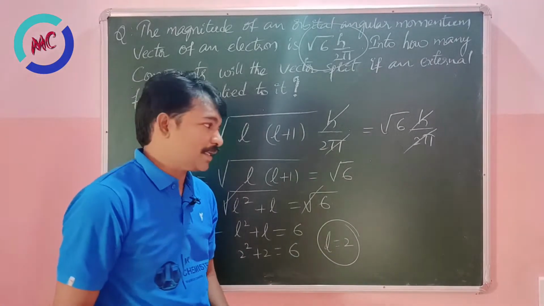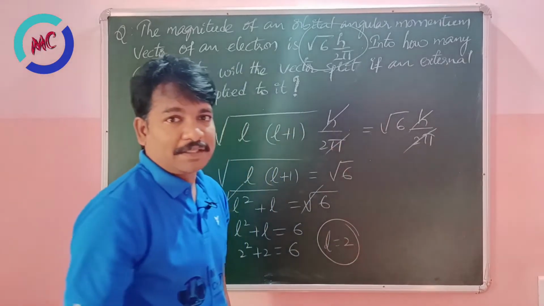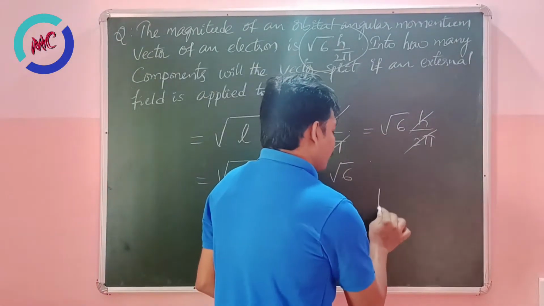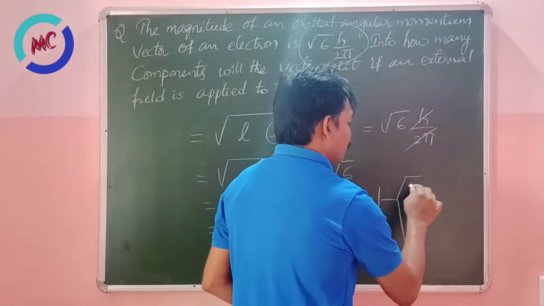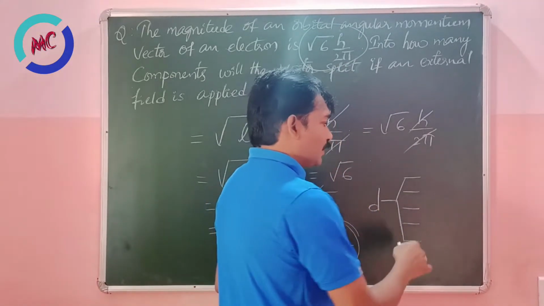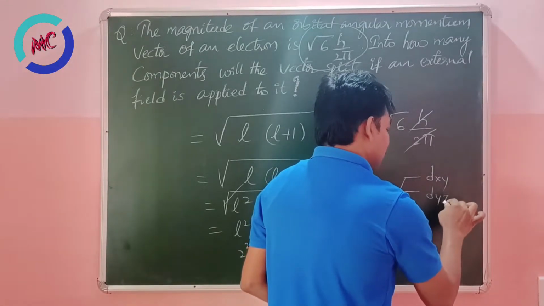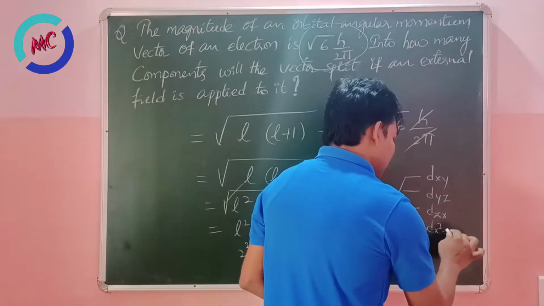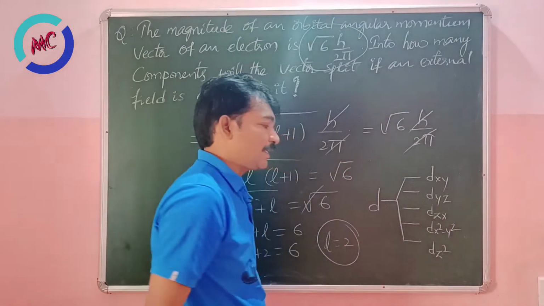That is d orbital. We know that in the presence of an external field, it may be a magnetic field or electric field, the d orbital splits into how many components? 1, 2, 3, 4 and 5 components. What are those? dxy, dyz, dzx, dx square minus y square, dz square. These are the 5 components.